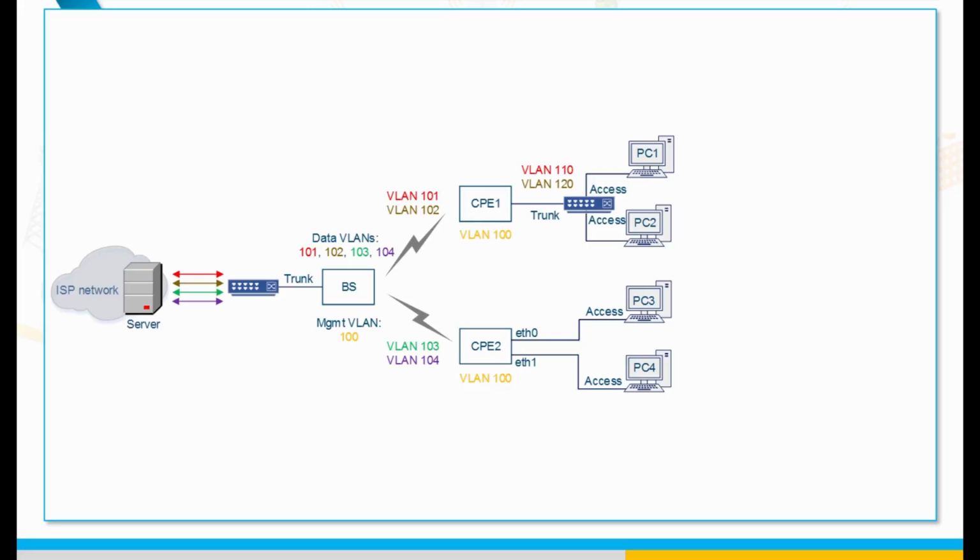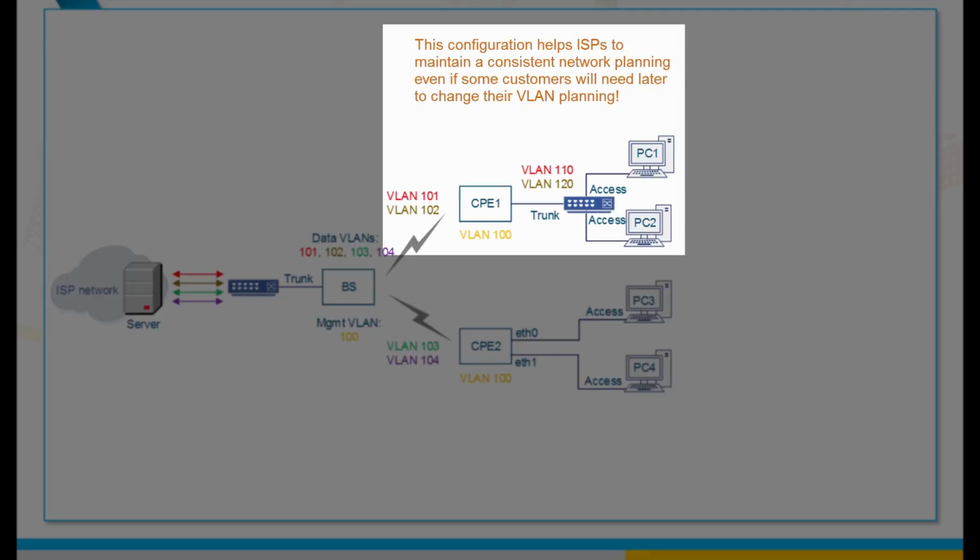The customers behind CPE 1 are connected through a switch, and different VLANs are used locally. This helps ISPs to maintain a consistent network planning, even if some customers will need later to change their VLANs planning. Using Infinet CPEs, ISPs can easily perform any VLAN changes for their customers at the CPE level without the need to change the VLAN's planning set for the base stations and for the other backhauling links. In our case, CPE1 has to tag the traffic with VLANs 110 and 120 towards the customer, and with VLANs 101 and 102 towards the base station.